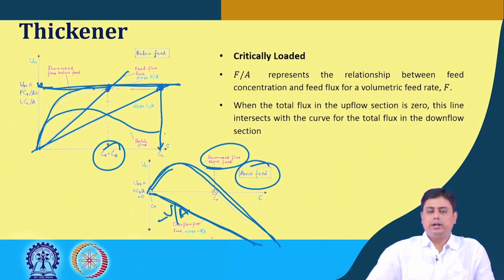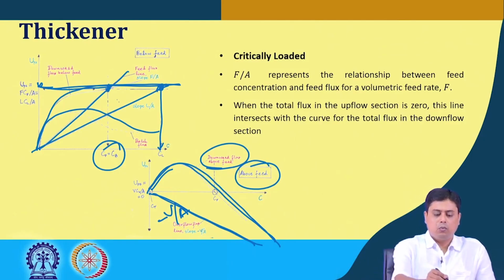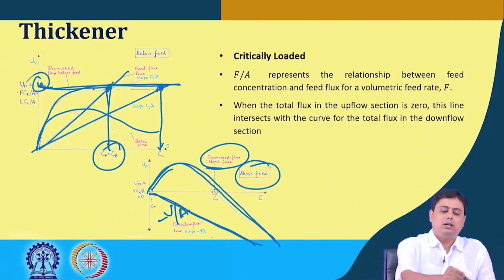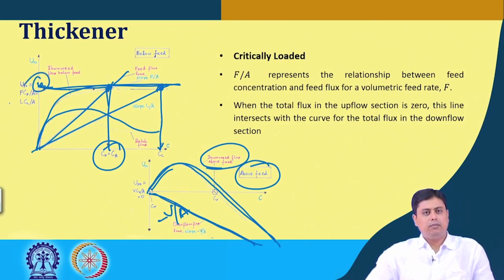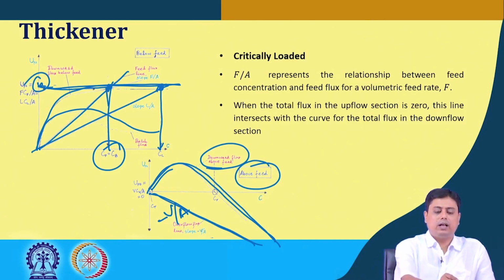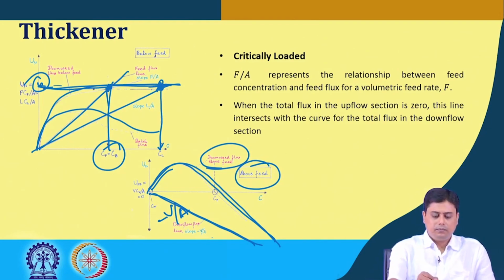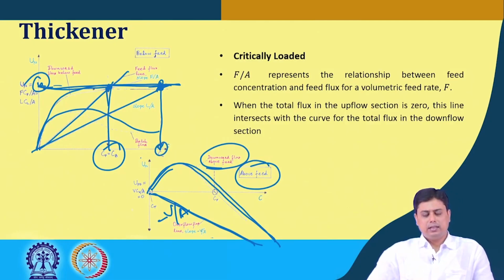So, for critically loaded thickeners, we know the concentration from the intersection between the F by A slope line and the total flask line. From there we get this critical flask. Where this critical flask line intersects the L by A slope line, that concentration is the concentration of the underflow.